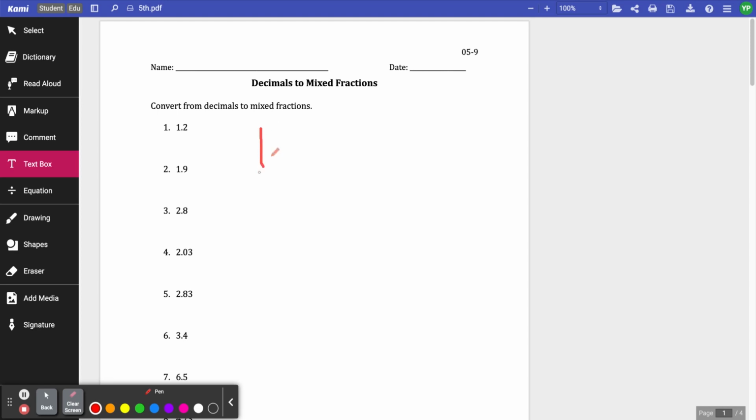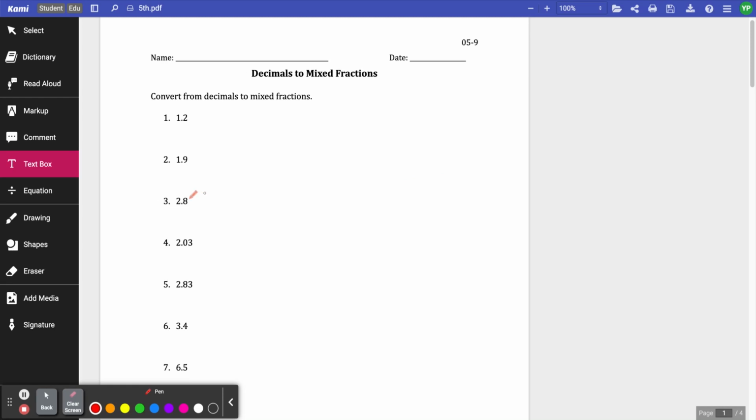1.9 is also written as 1 and 9 tenths, because 1 is the whole number and 9 is in the tens place, so it's going to be 9 tenths. And now we turn this into a mixed fraction, and we do the denominator, which is 10, times 1, plus 9. So it's going to be 10 plus 9, which is 19. And then you just keep the denominator, and it's going to be 10. Let's just try one more.